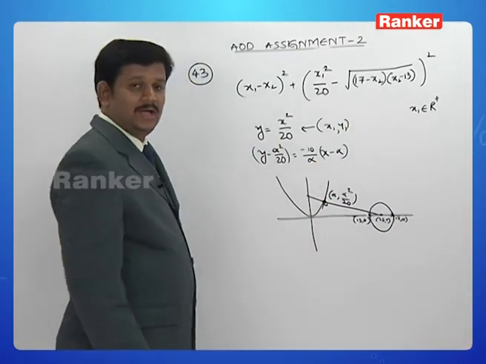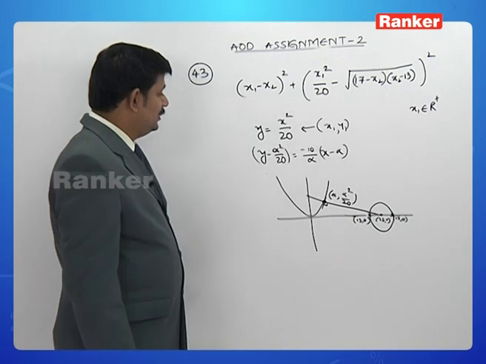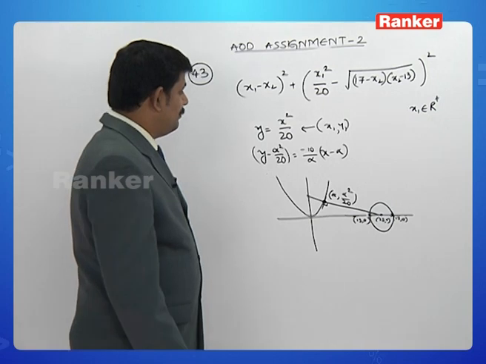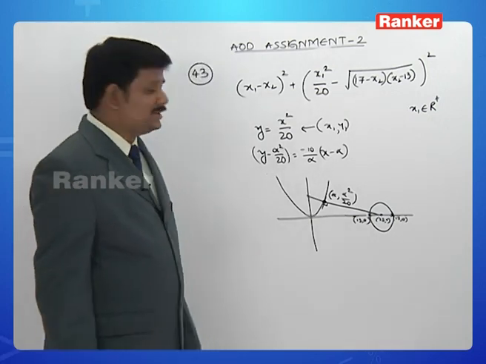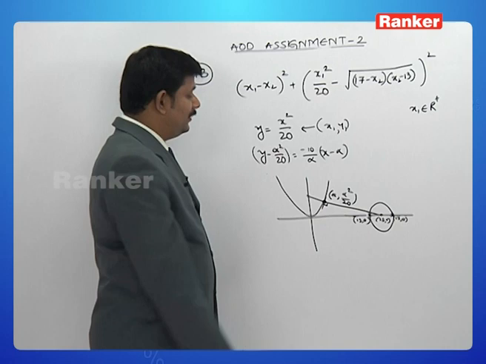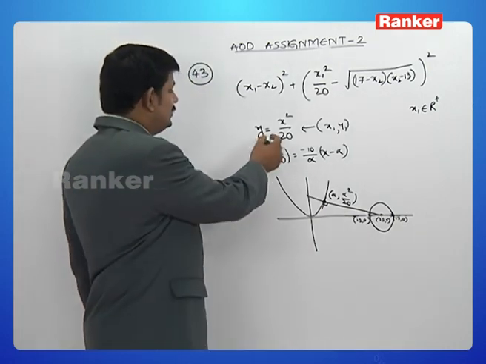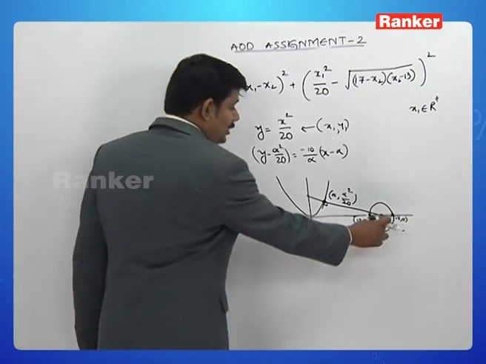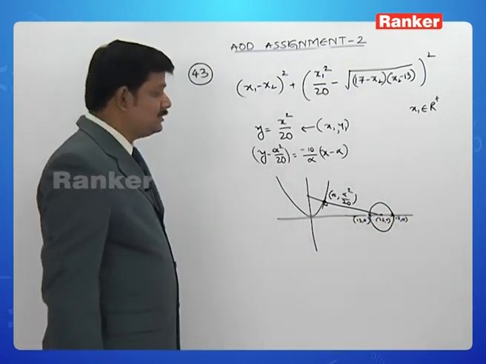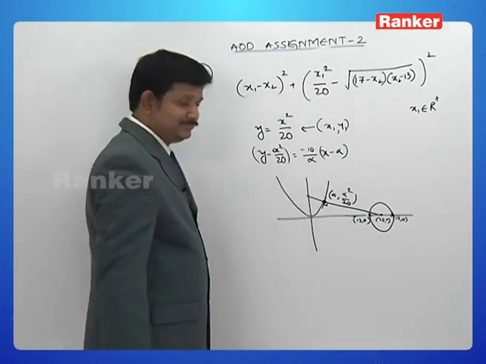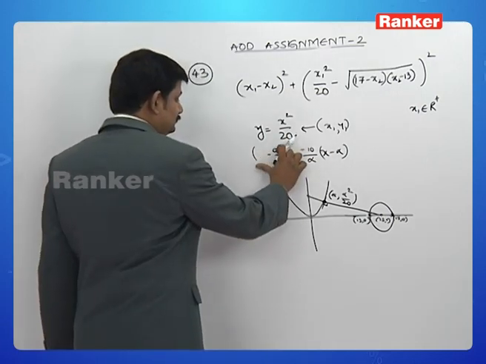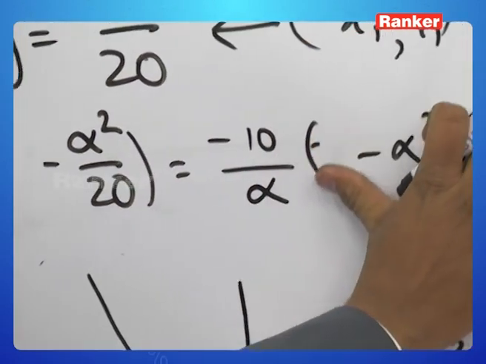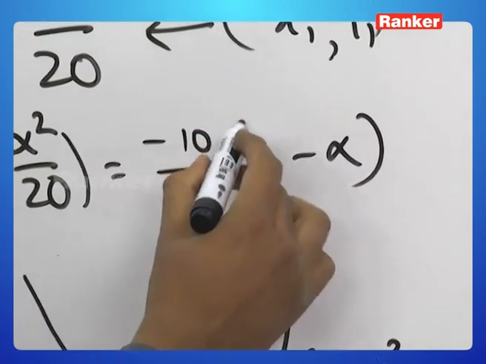10 goes up, and the equation of the normal is y minus alpha square by 20 is equal to minus 10 by alpha into x minus alpha, at any point alpha comma alpha square by 20 on the curve y is equal to x square by 20. Now, we need the common normal, that is, the normal of the parabola passing through 15 comma 0. Substitute 15 comma 0: y coordinate is 0, so let us make this 0, and x coordinate is 15, so let us make this 15.